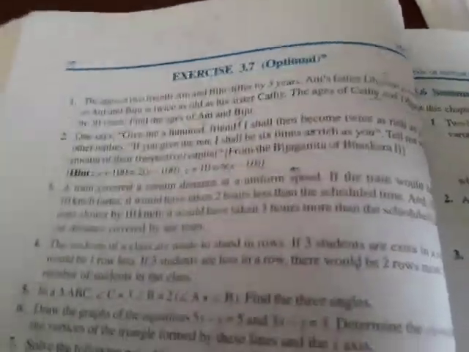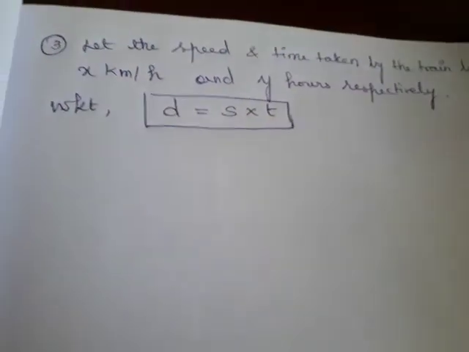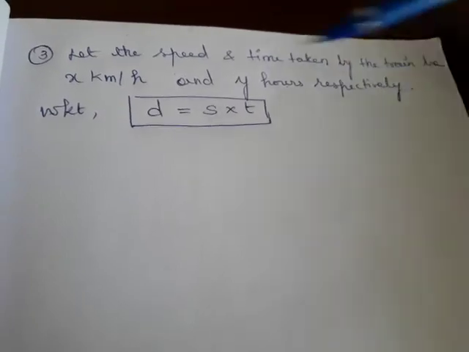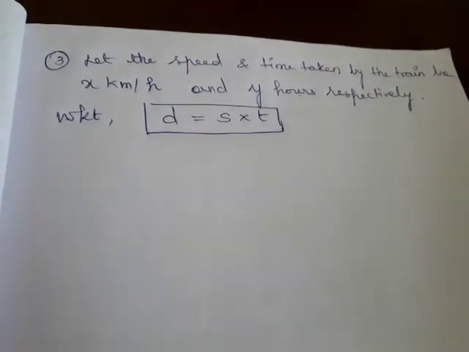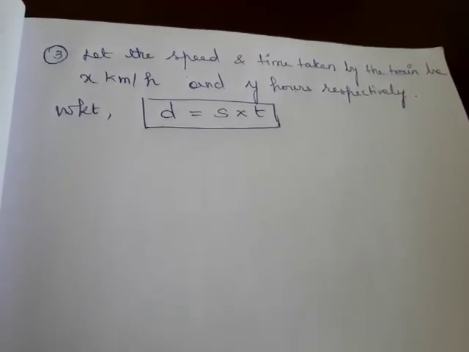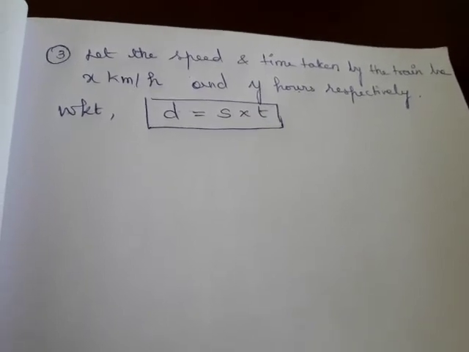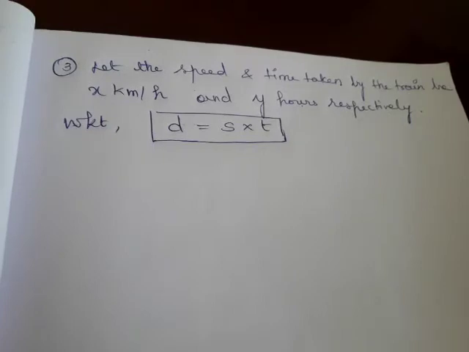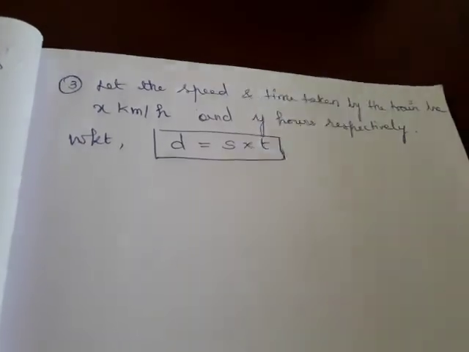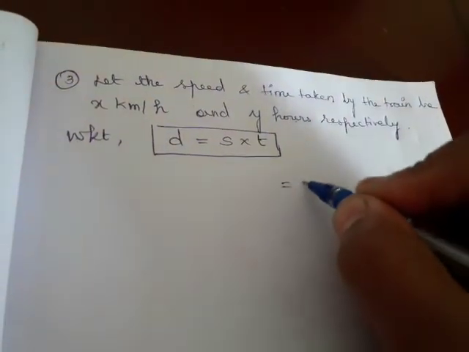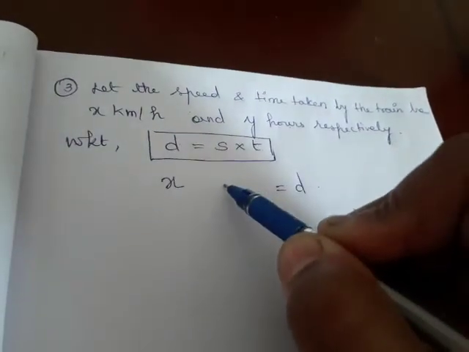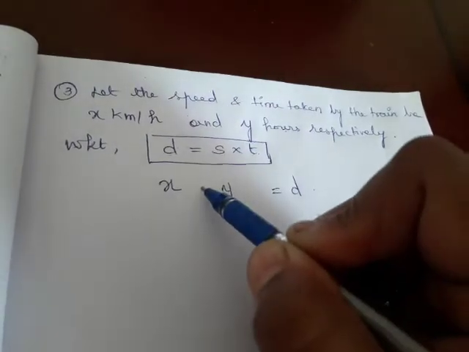So let us see how we can do this. See what we have assumed. Let the speed and time taken by the train be x km per hour and y hours respectively. We know that distance covered is speed into time, right? Now let us frame our first equation. What is our first equation? It says if the train had been 10 km per hour faster, it would have taken 2 hours less than the scheduled time. So before that, to reach our distance, what is the formula? Speed into time. What is our speed? x. What is our time? y. We need to multiply these two.